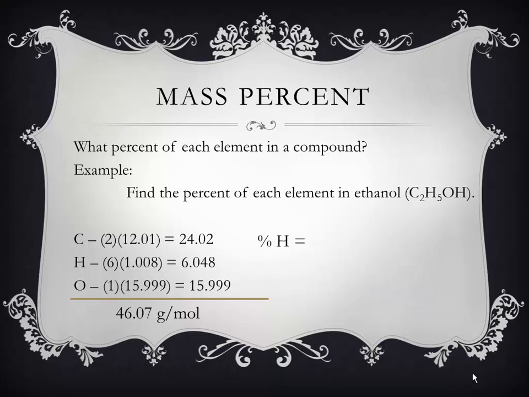So for hydrogen, you do the same thing, but you take how much hydrogen you have total, which is 6 grams, over the total, times 100, and that gives you about 13% hydrogen. And finally, oxygen: you take about 16 grams over the total and multiply by 100 again, and you get 34%. The percents always have to add up to 100, just like your grading on a test. So that's always a way you can double check.